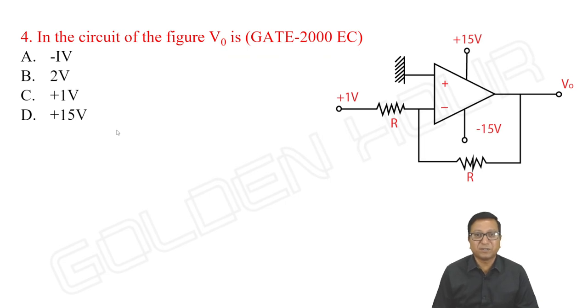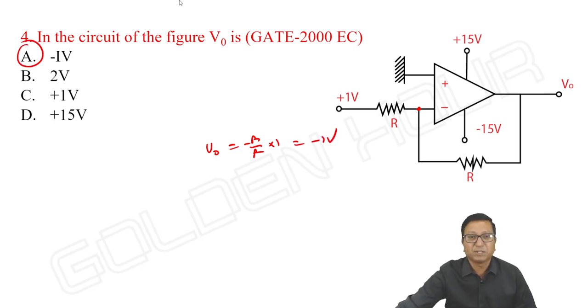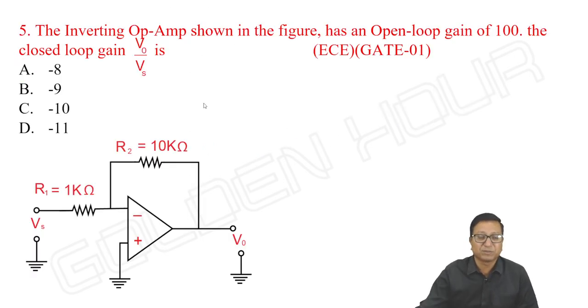A very basic circuit, right? What is the gain of the circuit? Right, output to inverting terminal feedback connection, and V output is equal to minus R by R into 1 volt, minus 1 volt. Option A. So basic level question.